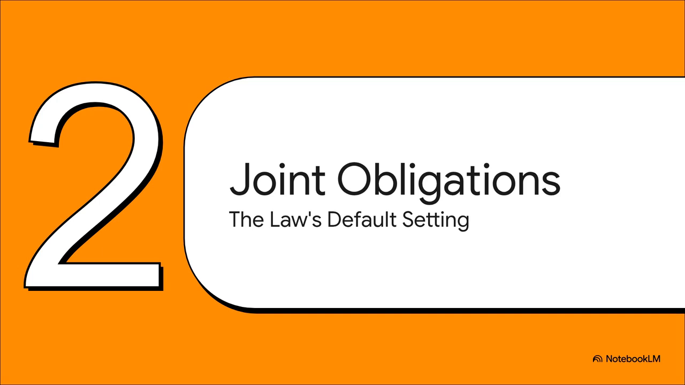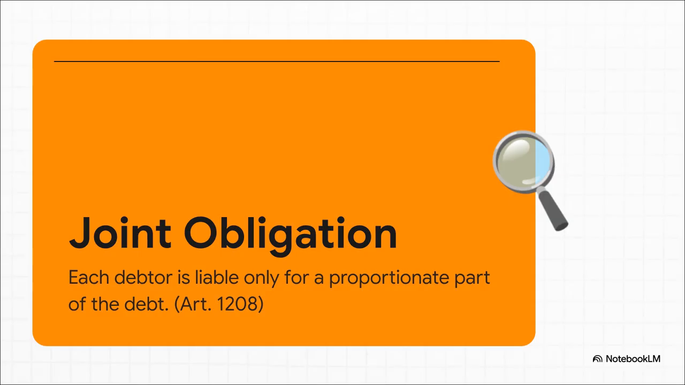You know, like on your phone or computer program, if a contract involving multiple people doesn't say anything specific about how they're liable, the law automatically assumes one thing, and that assumption is called a joint obligation. And where do we get this from? Boom, Article 1208 of the Civil Code.